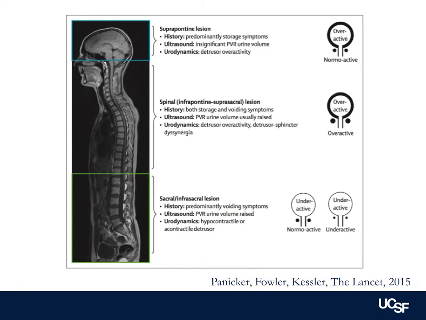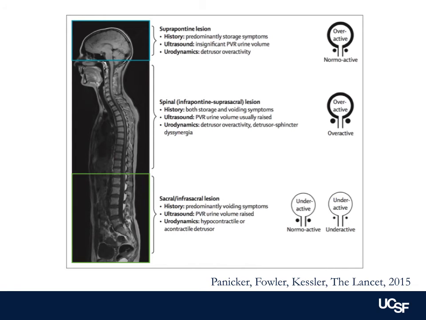Urodynamics would show something like detrusor overactivity, so they have overactive bladder symptoms. And the outlet, as indicated on the right there, is normoactive, so nothing is happening to the outlet with this level of lesion. Okay? Now moving down to the thoracic spinal cord, so this is anything below the pons but above the sacrum, you can have both storage and voiding symptoms.